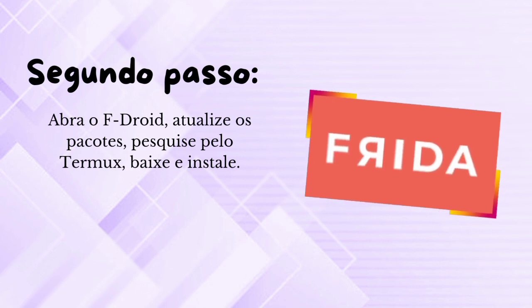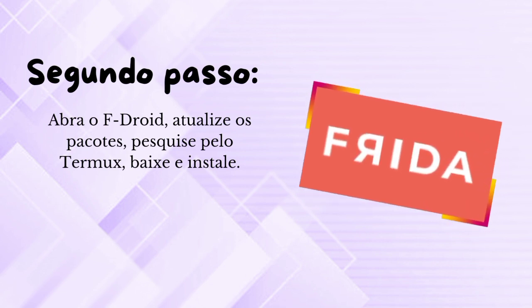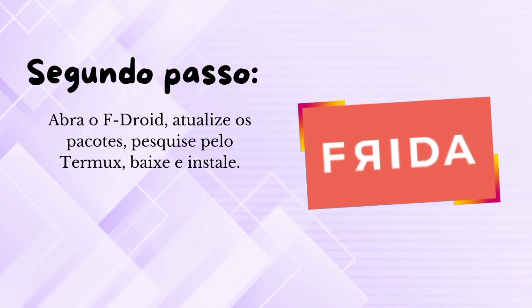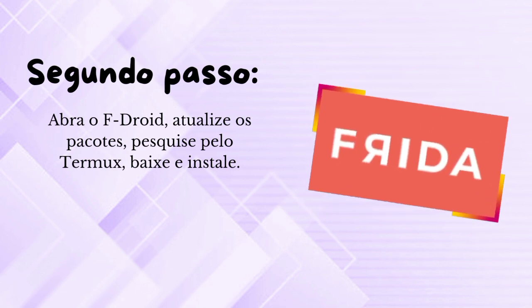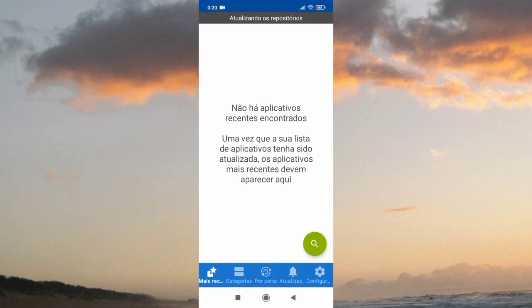Second step, open F-Droid. Once opened, swipe down to update the packages. After updating the packages, search for Termux, download, and install.